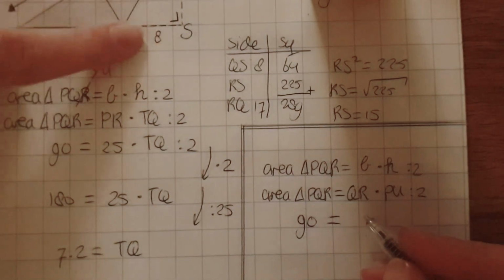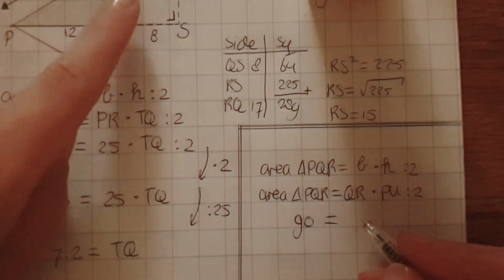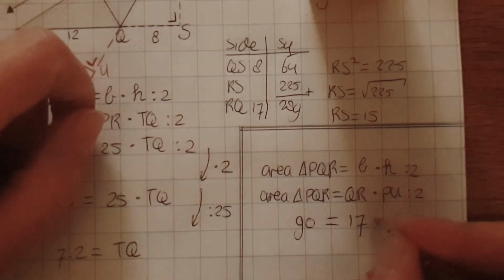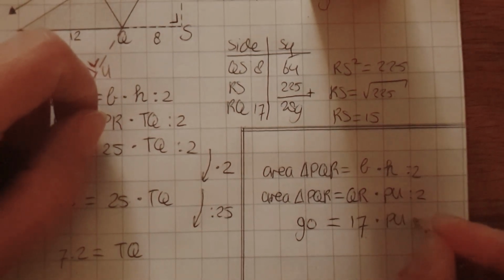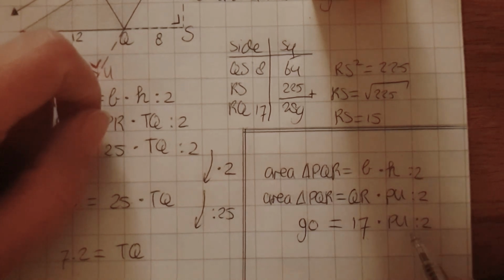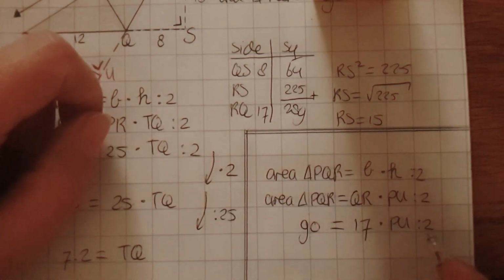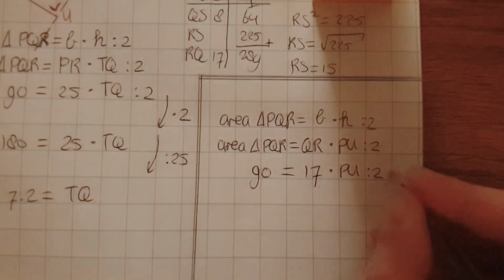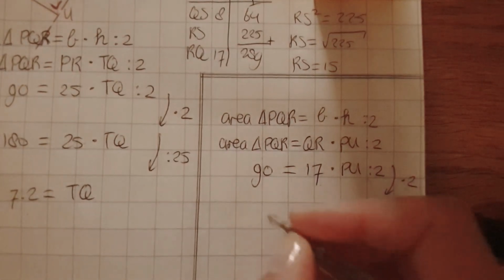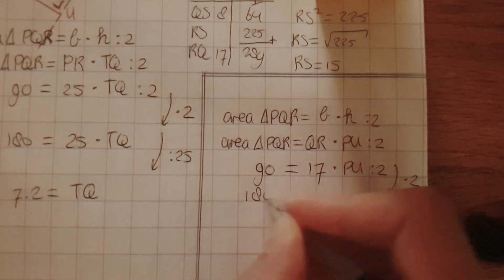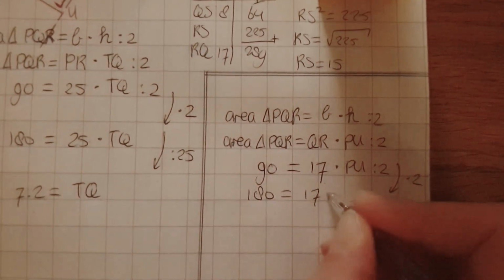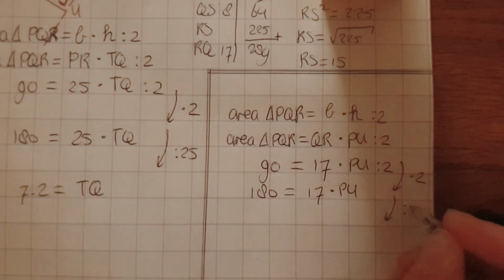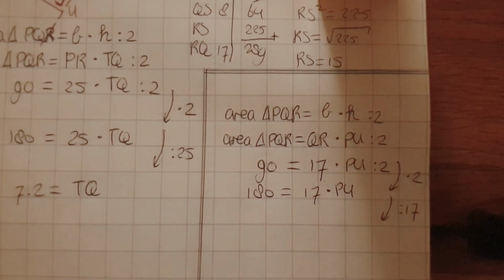QR, I already know, it's given. You can't see it here, but you can see it in the picture in your book. It's 17. And PU I want to calculate. So this is what it looks like, and now I'm going to do the balance method. So first times 2 on both sides. So then this will be 180, 17 times PU. Then I'm going to divide by 17 on both sides.